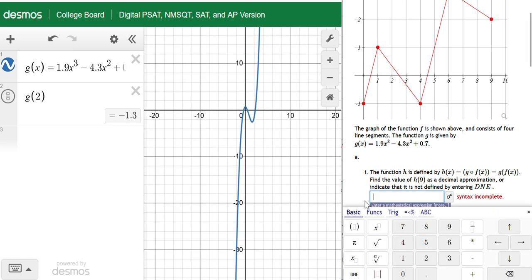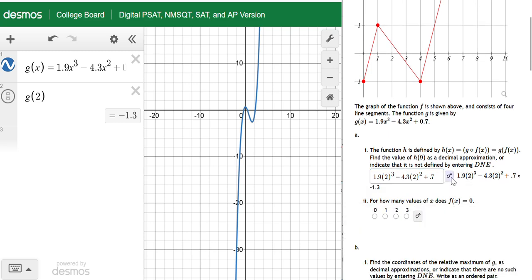I could have also gotten this by taking my original function 1.9, and everywhere there's an x, I could replace it with the 2. So I could take that cubed minus 4.3 times 2 squared, and then plus 0.7. And in both cases, what you see, you get the same answer. Negative 1.3 is your solution.